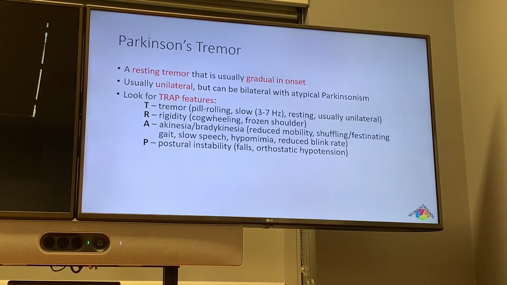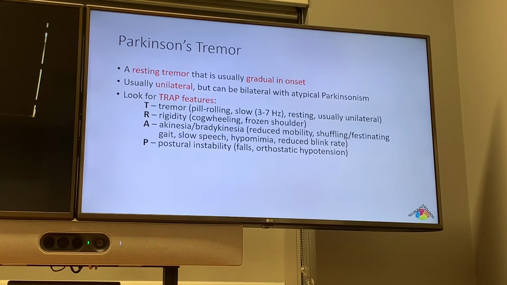Slow speech and reduced blink rate are common as well, and then you have that hypomimia feature, so the complete or almost complete lack of facial expression and the almost staring appearance because of the reduced blink rate, the mask-like facies of Parkinson's. And the P is the postural instability.